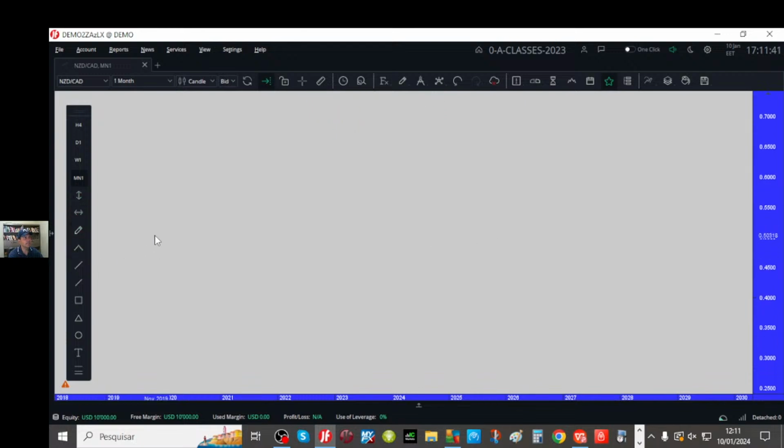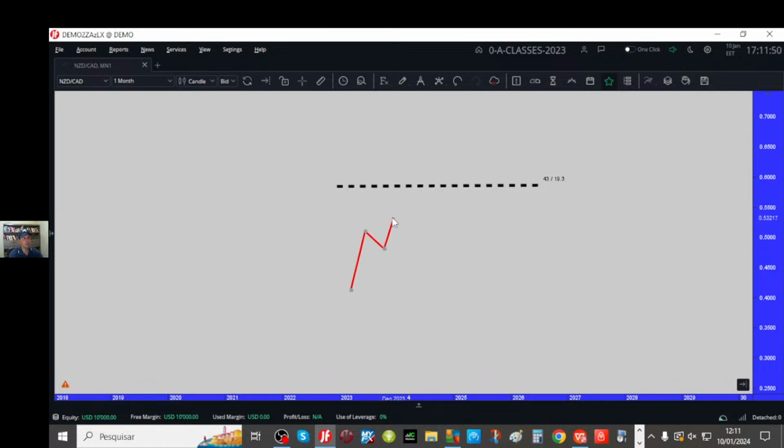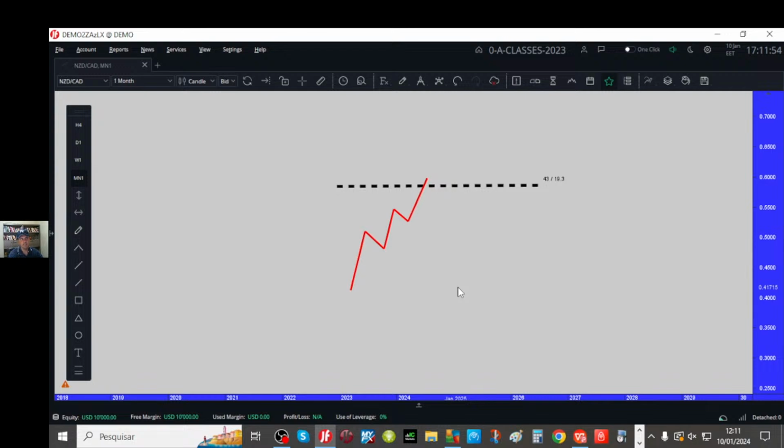Listen up, everybody. Now this is theory, right? This is theory. So the market was coming from the downside up. So the next reaction is going to be what?